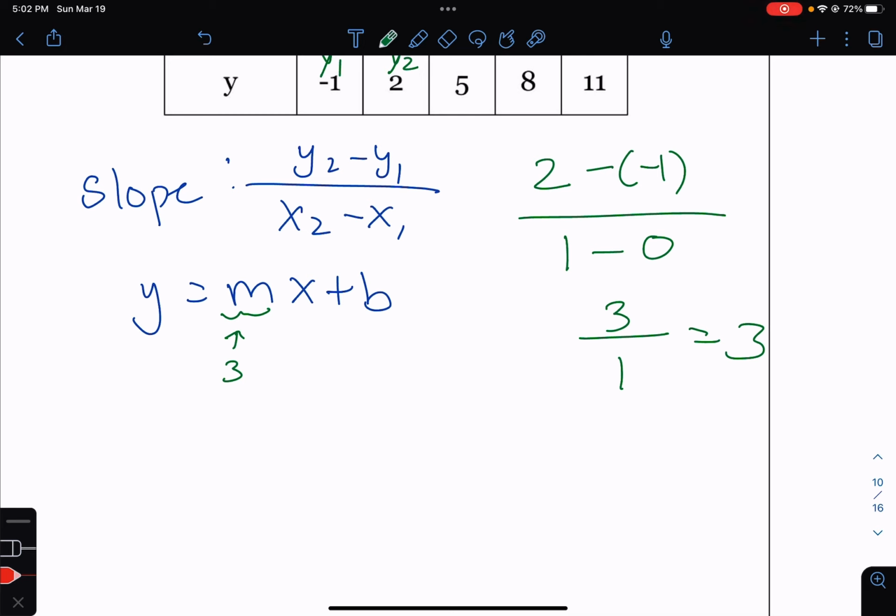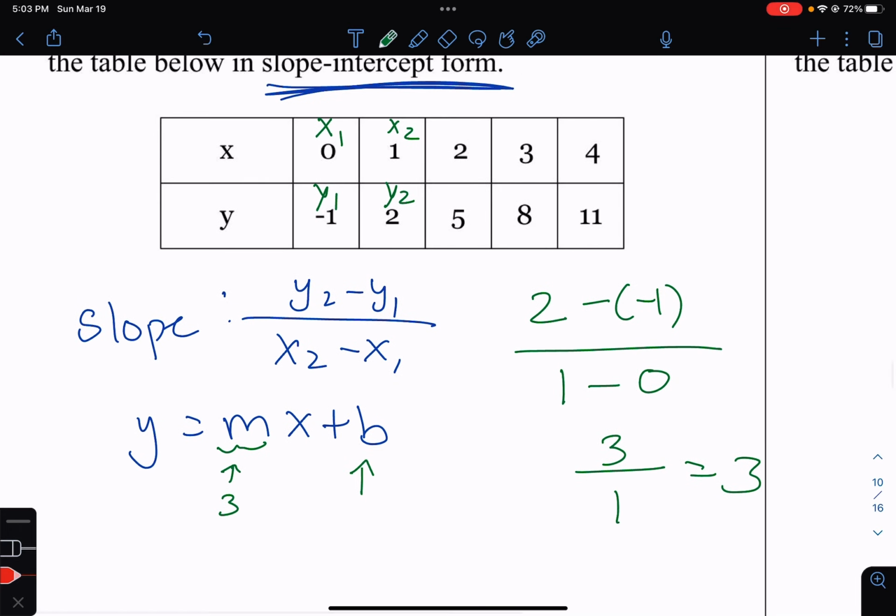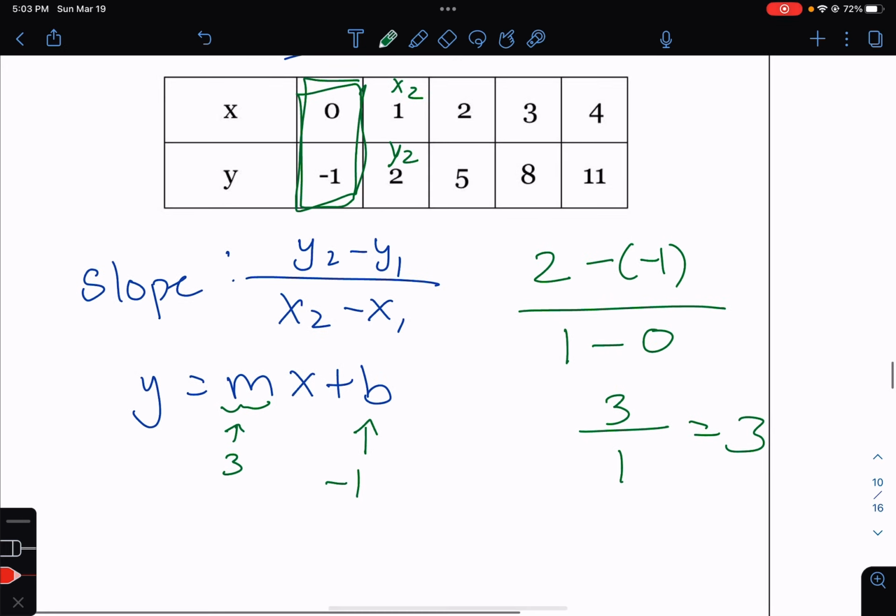Now, the next thing we have to be able to find is b. There's kind of an easy problem and a hard problem in terms of finding b. In this case, this first problem is an easy one, and the reason for that is they just straight up gave us b in the chart. B is your y-intercept, and y-intercepts occur when x equals 0. And if you look here, the first point they gave us was a y-intercept. So this means that our b is just negative 1.